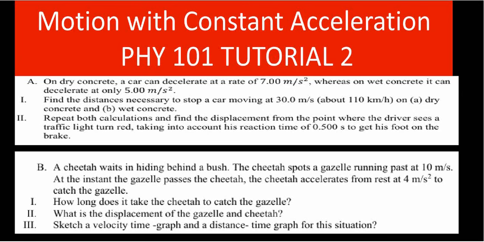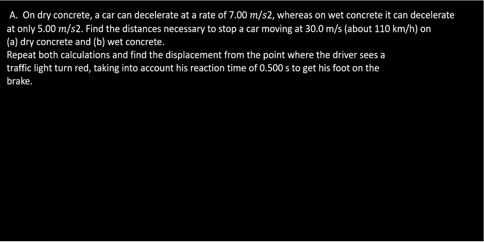In this video, we'll be talking about the questions based on the motion with a constant acceleration. So the first question will be this one here. It says on dry concrete, a car can decelerate at the rate of 7.0 meters per second squared, whereas on wet concrete it can decelerate at only 5.0 meters per second squared. The first question says find the distance necessary to stop a car moving at 30.0 meters per second.